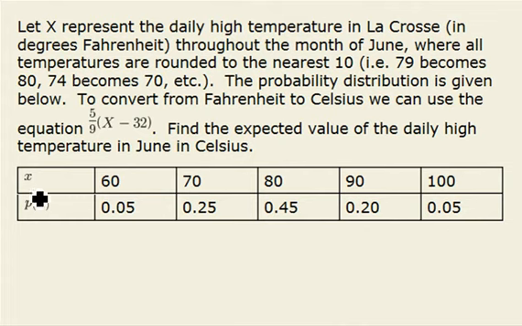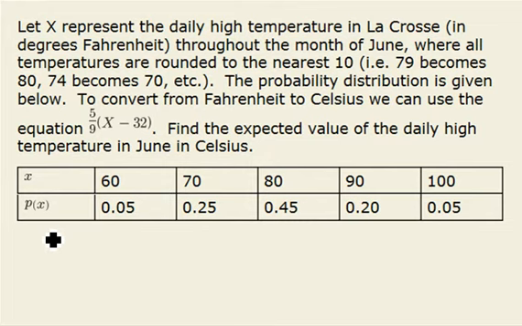X is going to represent the daily high temperature in La Crosse in degrees Fahrenheit throughout the month of June, and all the temperatures have been rounded to the nearest 10. So we have options of 60, 70, 80, 90, and 100, and we're given their probabilities in our table. If you wanted to convert from Fahrenheit to Celsius, you would use the equation 5/9 of the quantity X minus 32. What we want is the expected value of the daily high temperature in June in Celsius.